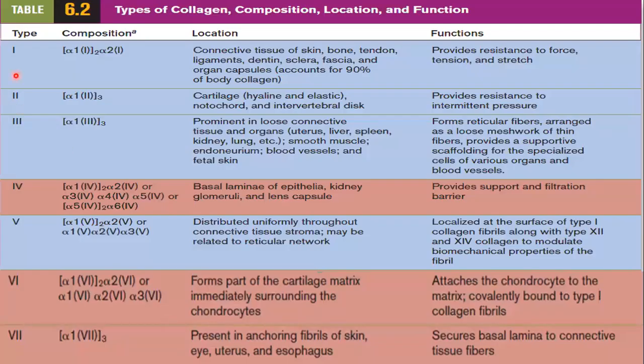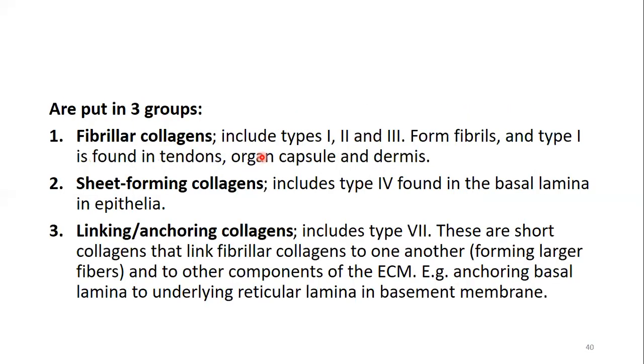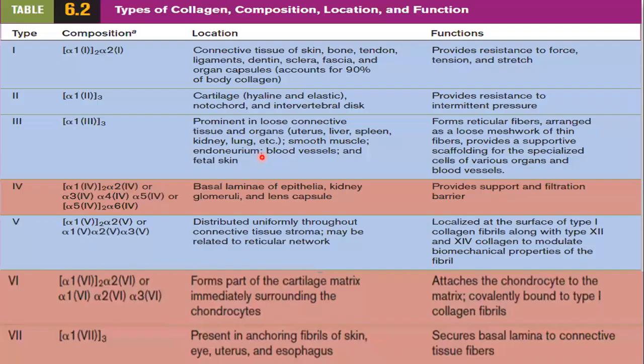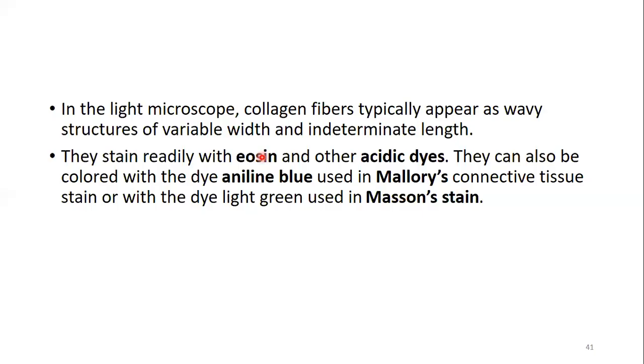So here we have different types of collagen, type 1 up to type 7, but really this is not useful. It's just for your own information. If you want to study, you can get some time, especially through the weekend, and look at the types of collagen that are there. But what is important is knowing that collagen is of 3 categories or groups, and then the types are 1 up to 7.